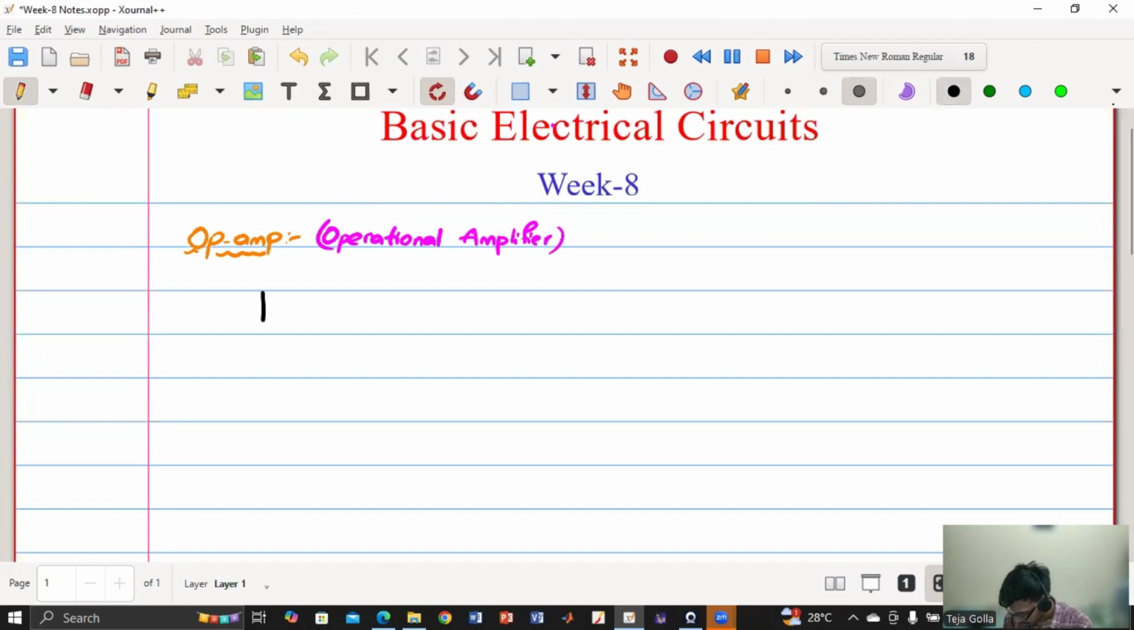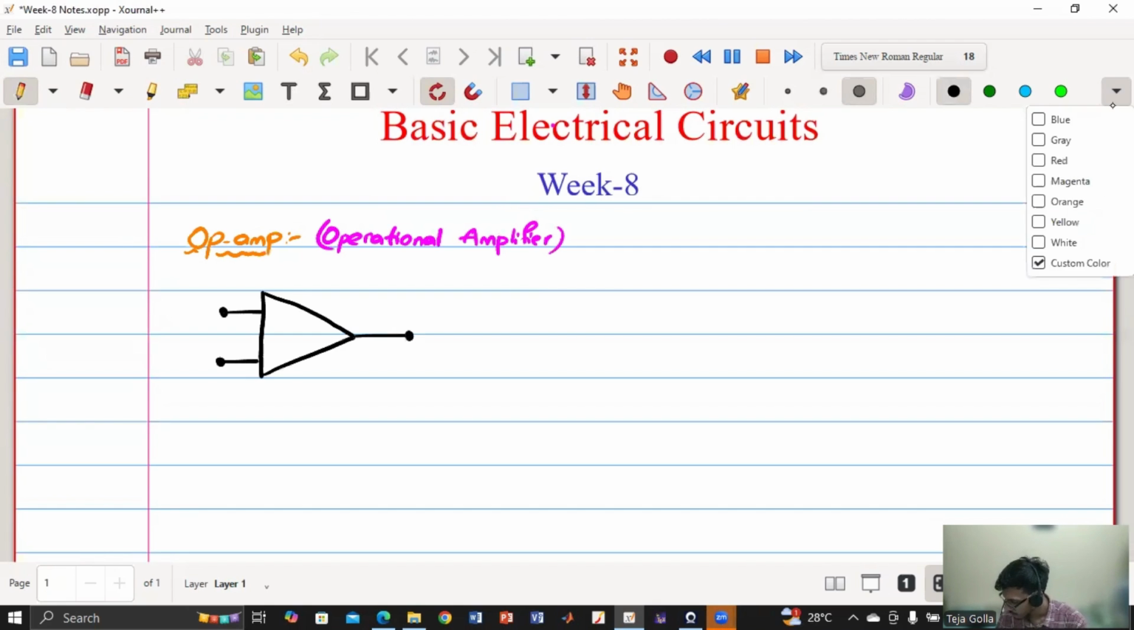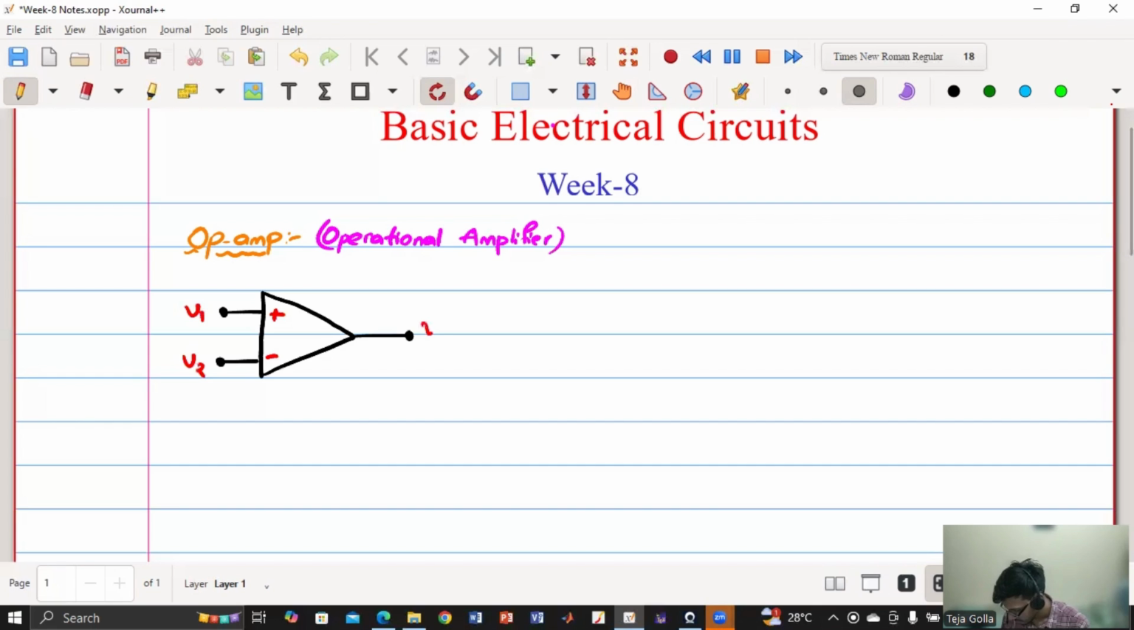Basically you can consider it as a device and it is denoted something like this. It has one plus terminal, one minus terminal and one output. Say this is V1 and this is V2, then this is V0. All these voltages are with respect to a common ground. V1 is with respect to this ground, V2 is also with respect to this ground, and V0 is also with respect to this ground.